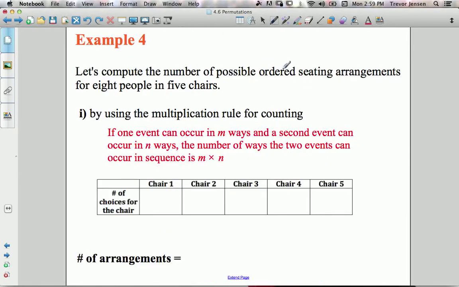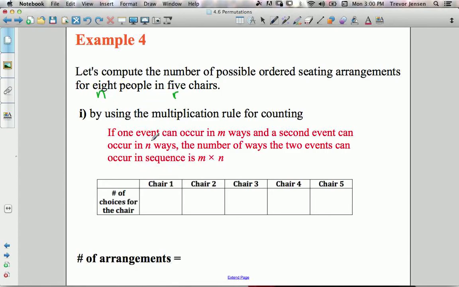Let's compute the number of possible ordered seating arrangements for 8 people into 5 chairs. And for now, let's assume the chairs are in a straight line. We're not going to do any sitting around a circular table problems yet. We'll get to that later. We've got 8 people, 5 chairs. How many different ways can we arrange 8 of those people into 5 chairs? So we have a group of 8 people, so there's our n, and we want to take them 5 at a time. There's our r. Now we could do this using our multiplication rule for counting before I even worry about this n and r business. So let's do that first.